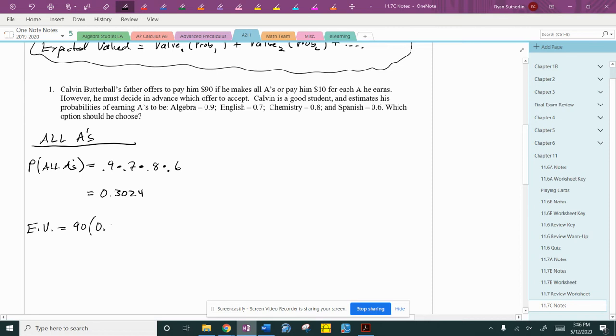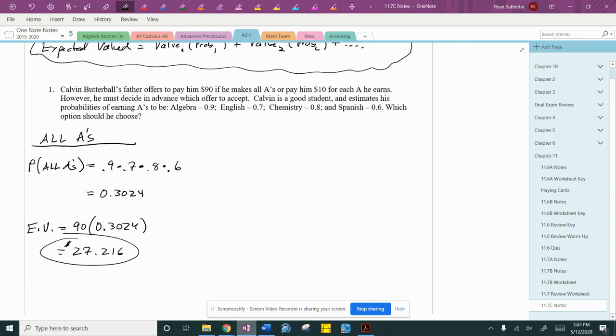And so the expected value for this one is he makes $90 if he gets all A's. So I have 90 times 0.3024. If I do that, his expected value is 27.216. So based on the probabilities, if he were to choose this option, he would expect to make a little over $27.